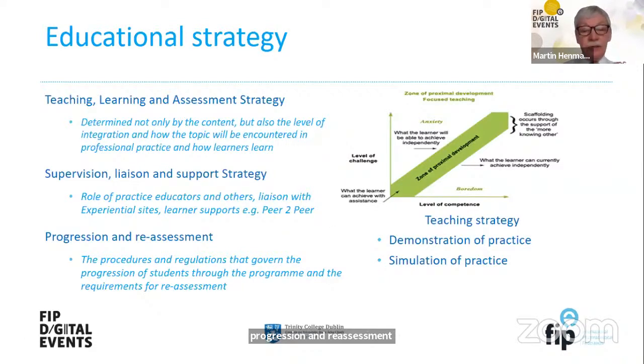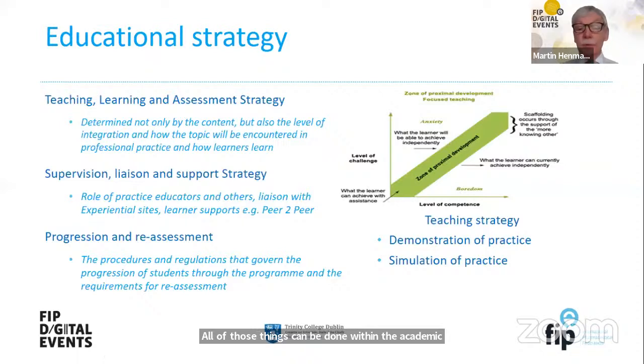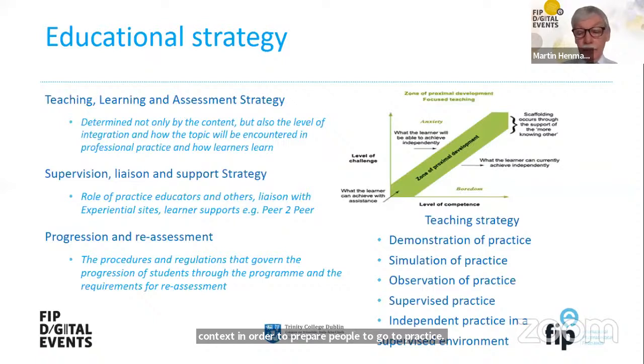Students need to be able to progress at a defined rate through the course in order to get to the end point. If they fail something on the way through, there has to be a comprehensive process for reassessment. In my country, at the moment, our students have to complete their degree course within a particular period of time. Otherwise, they are not going to be up to date with their competencies when they come to practice. In terms of the teaching strategy, we have the demonstration for practice, we have the simulation of practice. All of those things can be done within the academic context in order to prepare people to go to practice. So if we can have the next piece, please, thank you. Then they will be able to observe practice, undergo supervised practice, and ultimately our aim is that they should be able to independently practice under supervision. On the next slide, please.